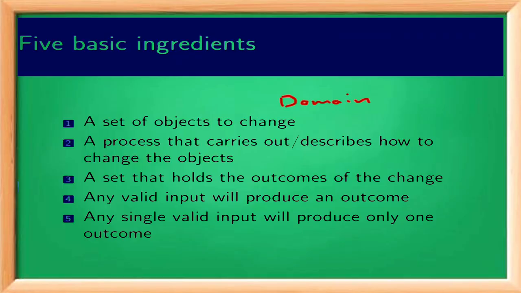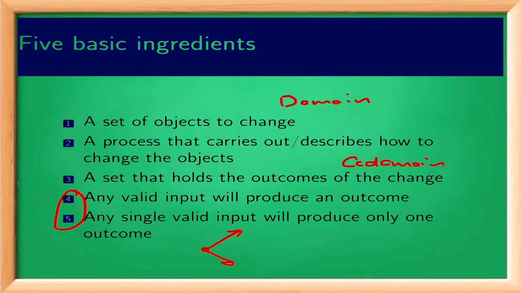And then we have to have a set that holds the outcomes of the process that we just described. And we now call that the codomain of the function. We also have these other two properties down here that every valid input needs to produce some kind of outcome. There's no point in the domain that simply doesn't compute to anything. And then any valid input needs to produce only one output. So we don't have a splitting of one input into two outputs.